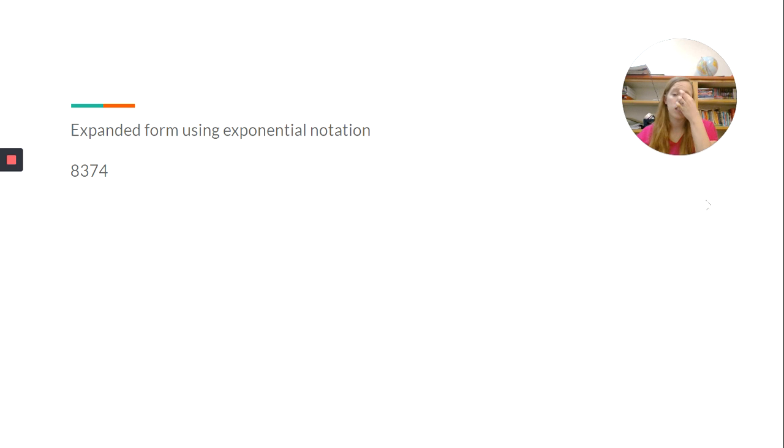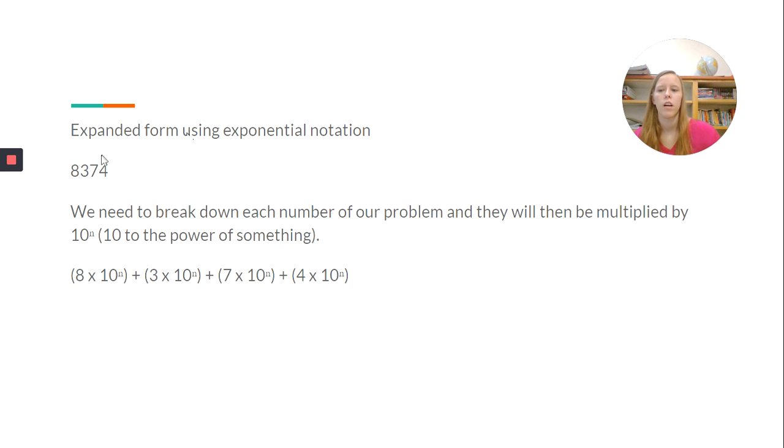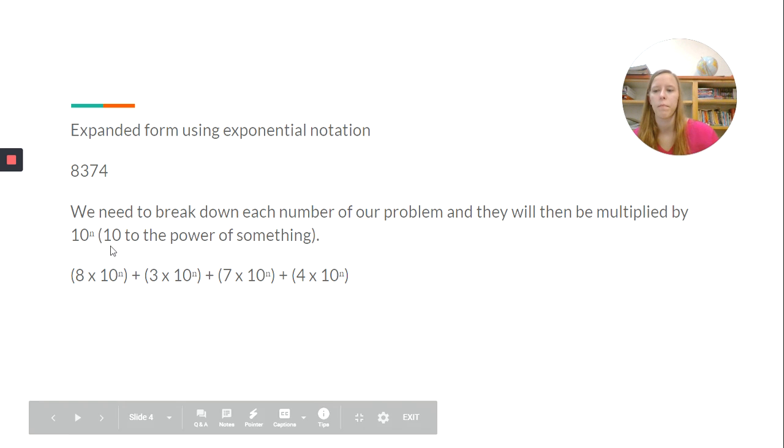So first, we're going to look at some expanded form using exponential notation also. So we have the number 8,374. We know that each one of those digits is going to be written by itself, and we can break it down into each number being multiplied by 10 to the nth, because it'll be 10 to the power of something, but we don't know what that something is yet.